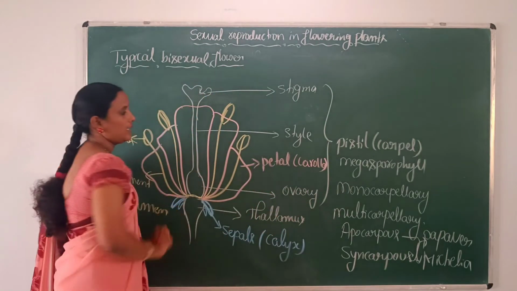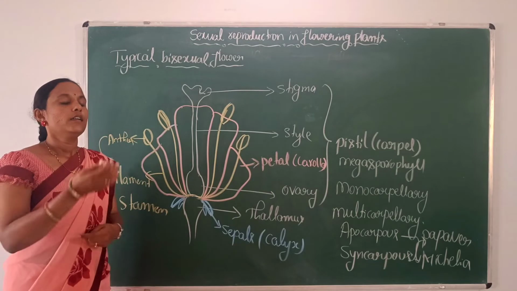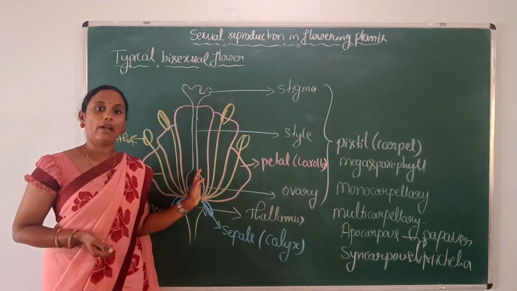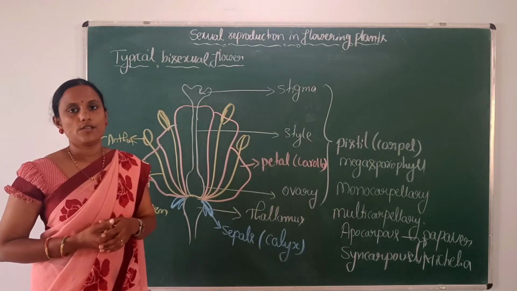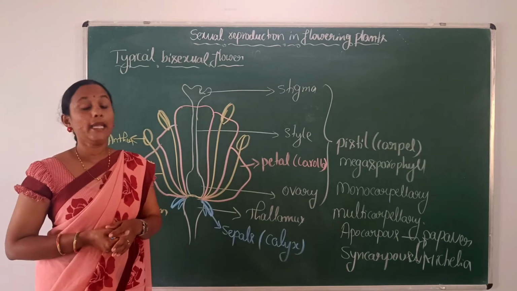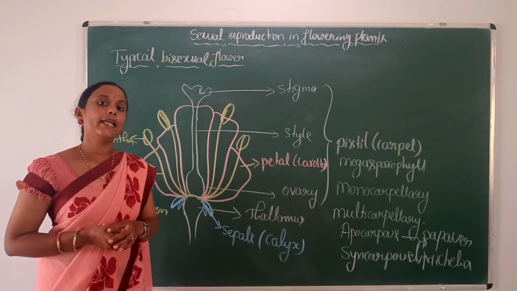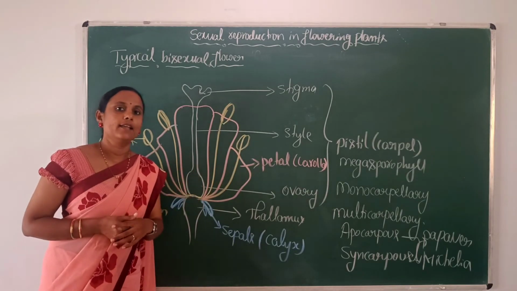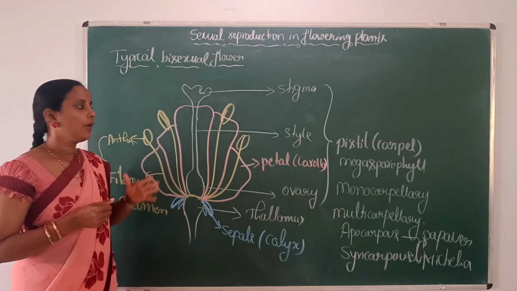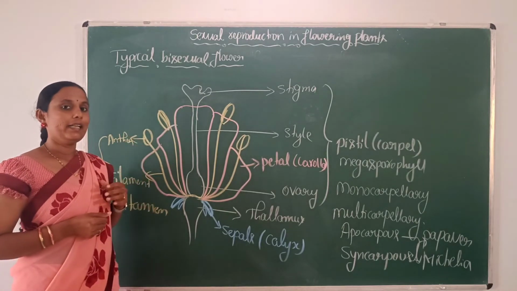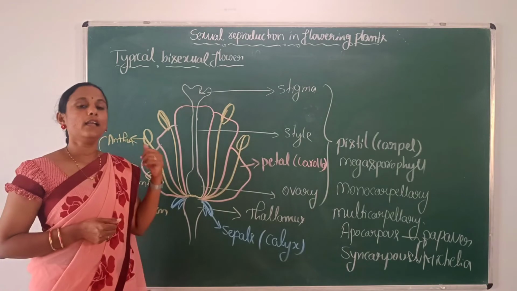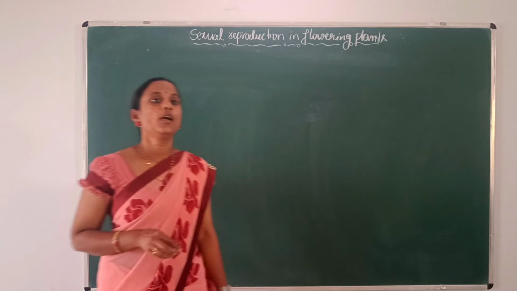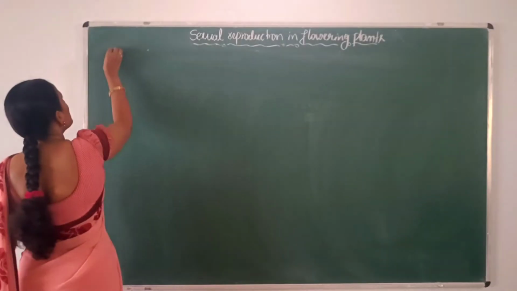And these two are essential for pollination-related activities. That is, they are responsible for attraction of insects for pollination. Even though they are not directly involved in reproduction, they are indirectly helping the process of pollination. Hence, they aid in sexual reproduction. Now, let us understand in detail the androecium and gynoecium structures. Let us understand the structure of the male reproductive structure.